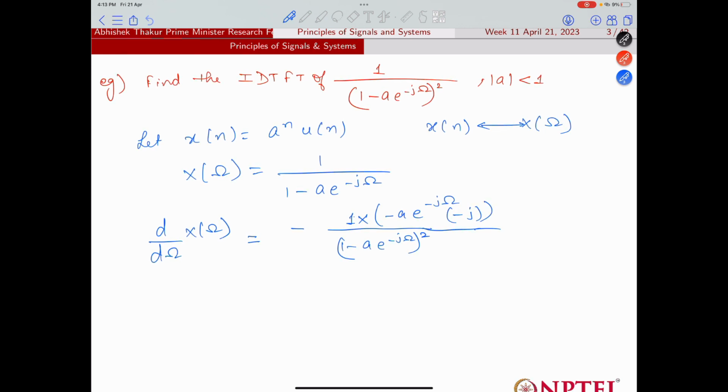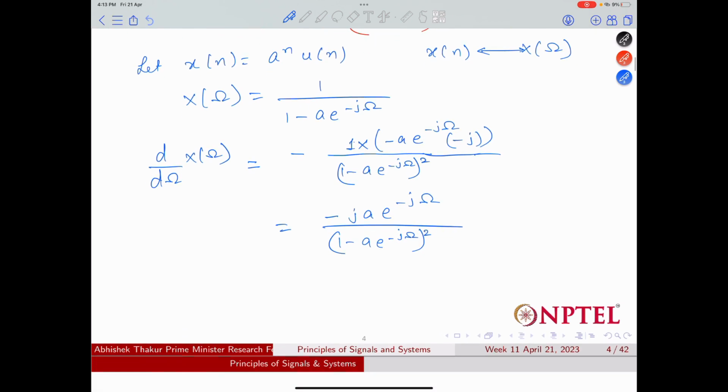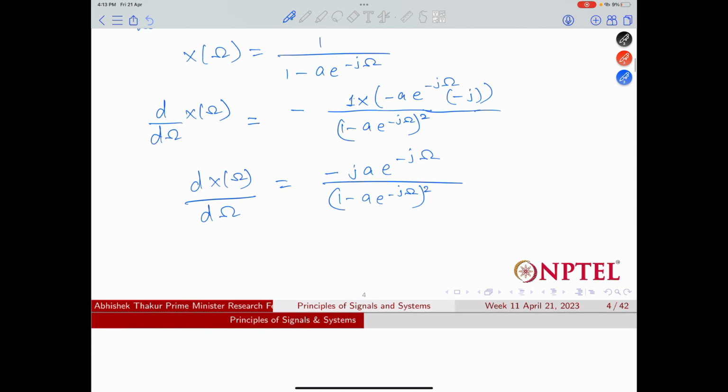Just do the derivative of the fraction using that formula, and you will get this value. After that it becomes minus j a e to the power of minus j omega divided by (1 minus a e to the power of minus j omega) whole square. So this is the derivative of X(omega) with respect to omega.